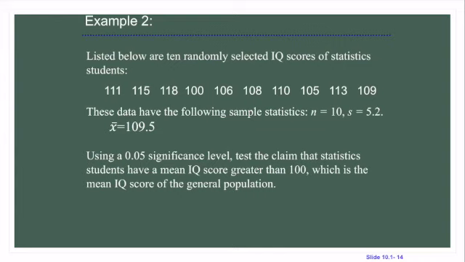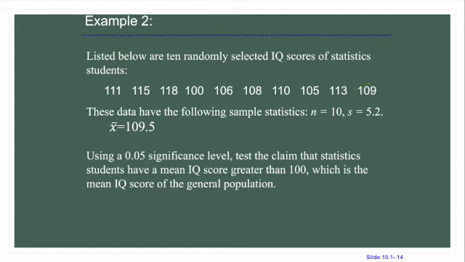Listed below are 10 randomly selected IQ scores of statistics students. These data have the following sample statistics: n equals 10, so that's my sample size, s is 5.2, and our sample mean is 109.5.